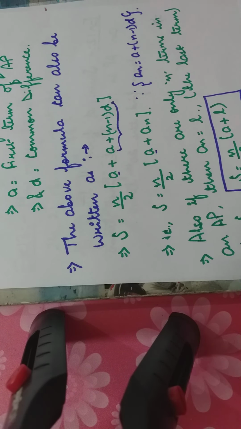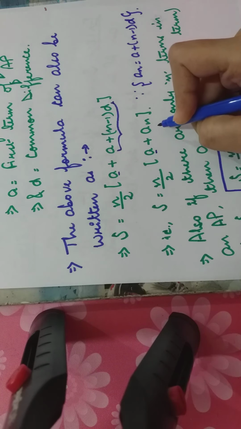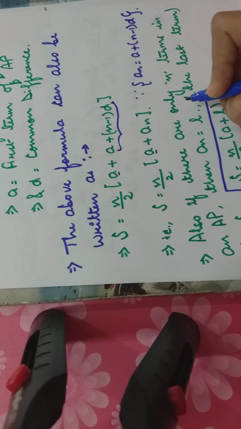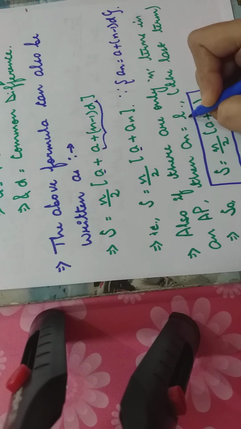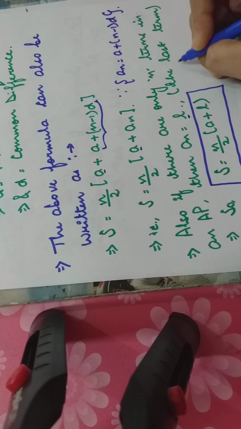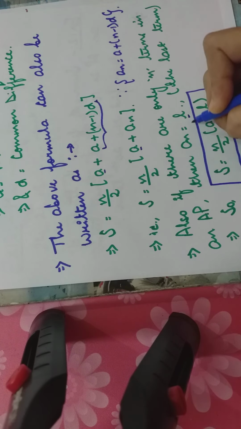Also, suppose an AP series is given to you and in that AP series there are only n terms. Then an will be your last term. So an can be simply written as L. L is nothing but the last term of an AP. So an equals L.